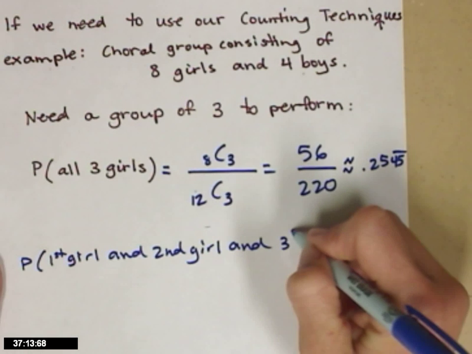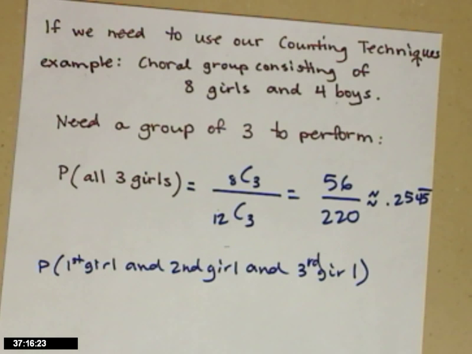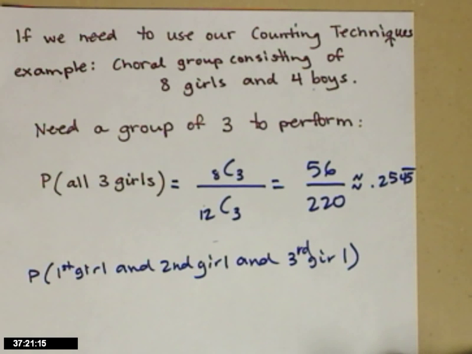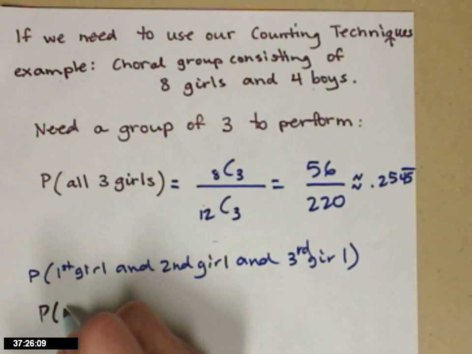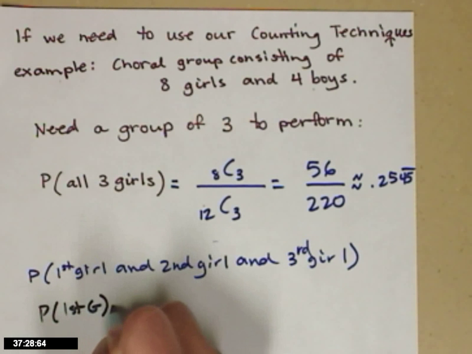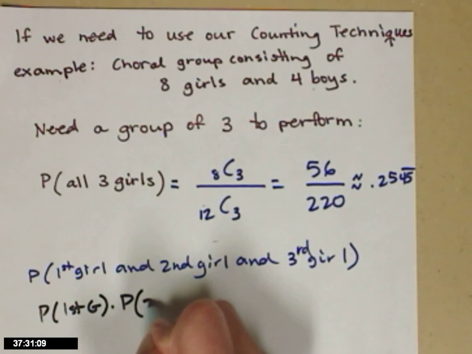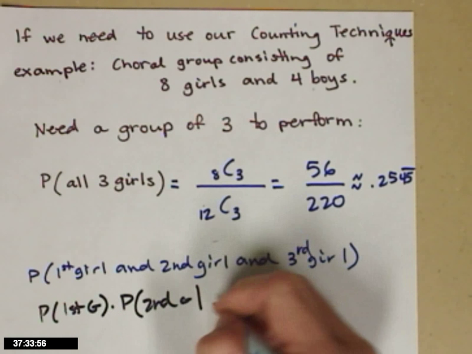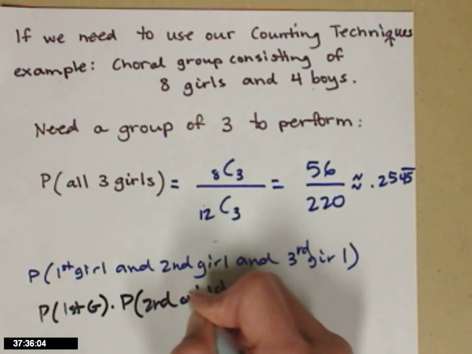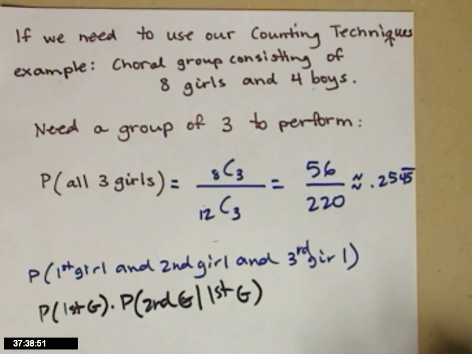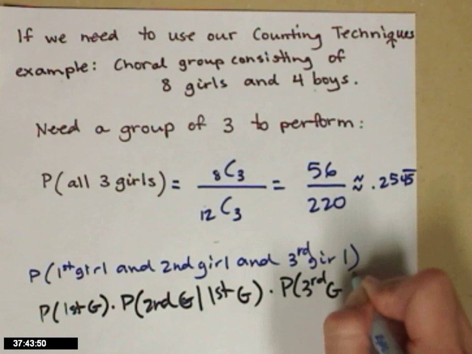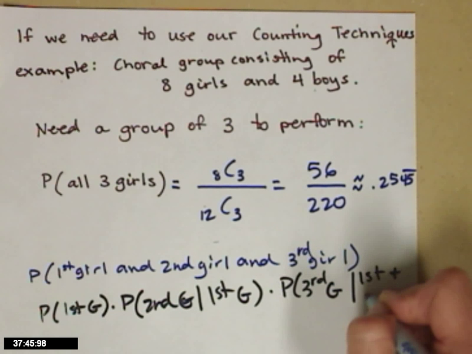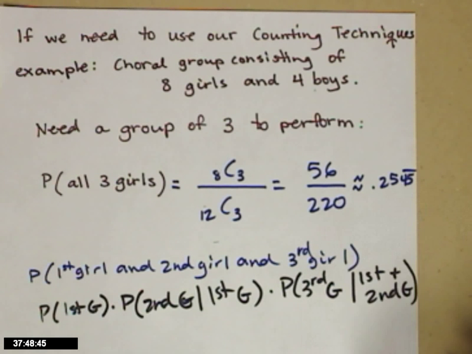Okay. Well, what's the probability that the first student we pick is a girl, right? So the probability that the first is a girl times the probability that the second is a girl given the first is a girl, that was a G, right? Times the probability that the third is a girl given the first and second are girls.